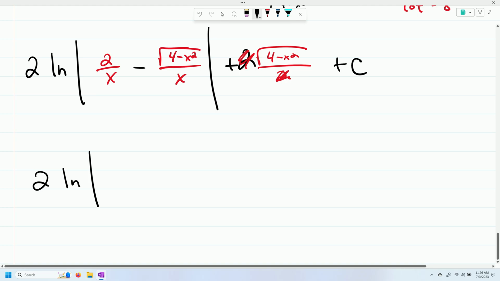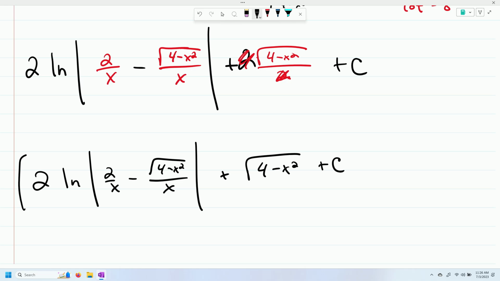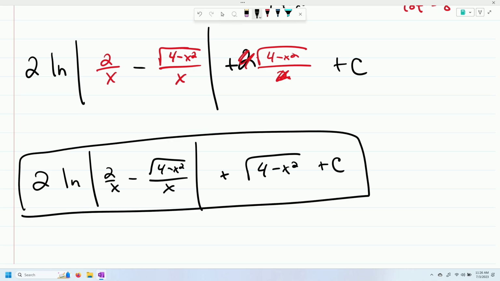2 times the natural log of 2 over x minus the square root of 4 minus x squared over x plus the square root of 4 minus x squared plus c. And there is our first trigonometric substitution answer. They can get lengthy like this.